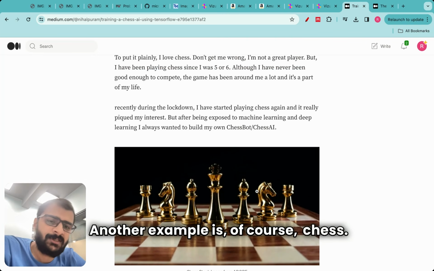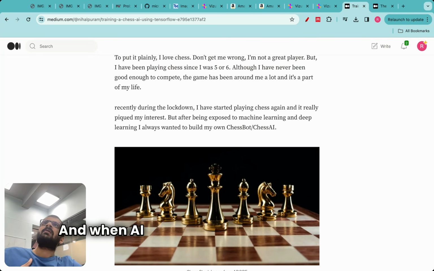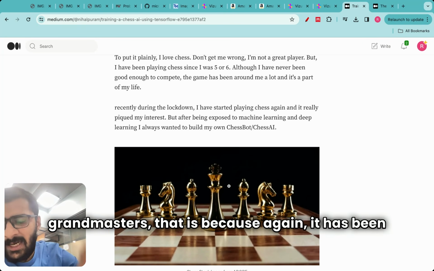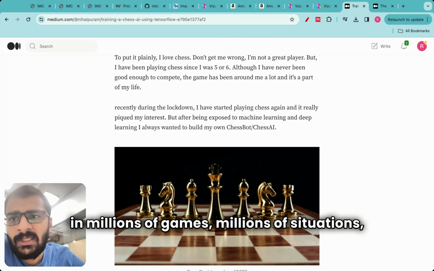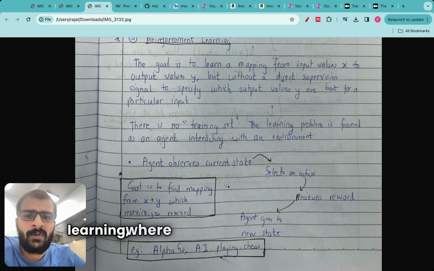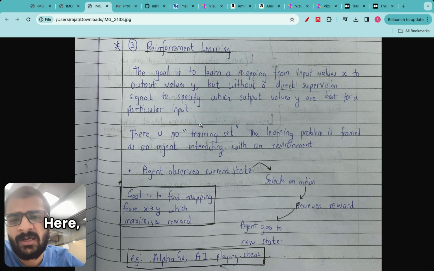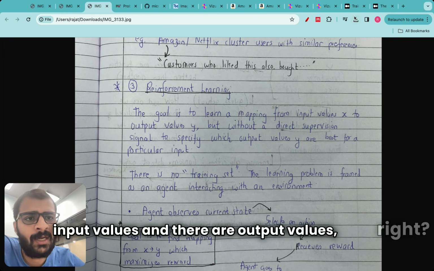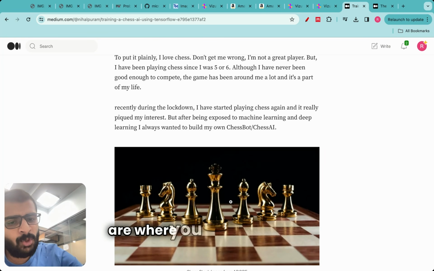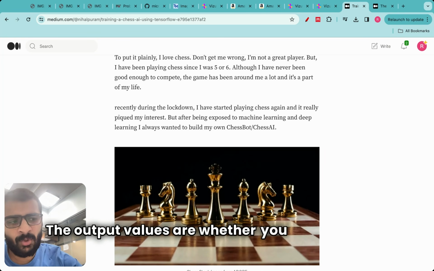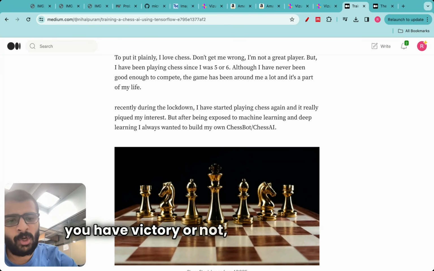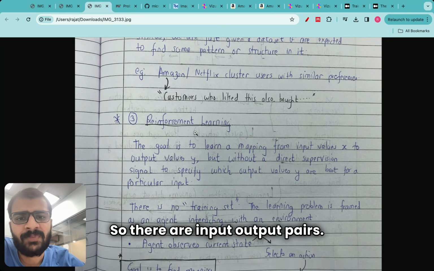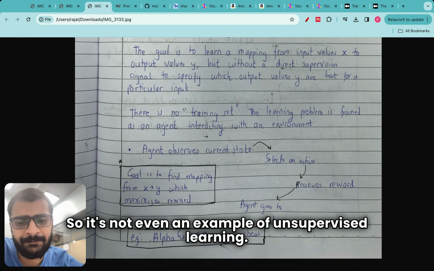Another example is of course chess. And now AI beats even chess grandmasters, because again it has been trained on millions of games, millions of situations through reinforcement learning, where there is no real training set here. It's not even unsupervised learning, because there are input values and there are output values, right? In the chess game, the input values are where you move the pieces, the output values are whether you have victory or not, or how many moves it takes for you to be victorious. So there are input-output pairs. So it's not even an example of unsupervised learning.